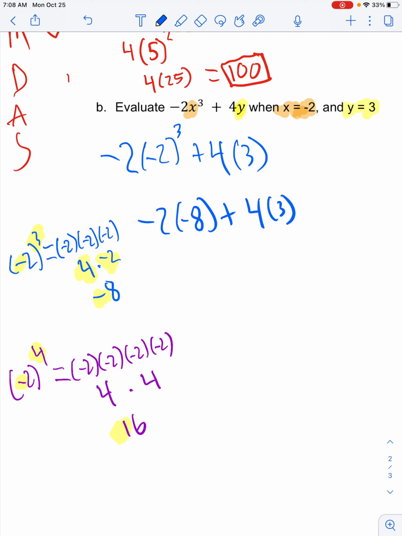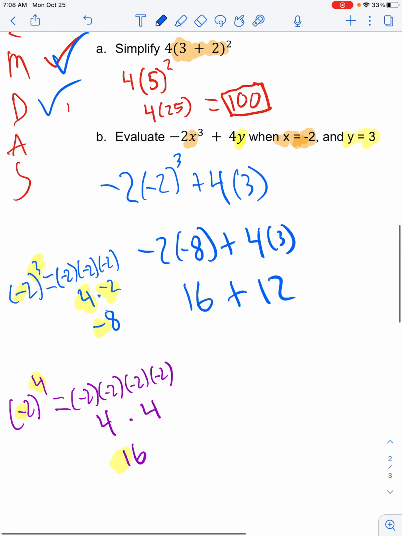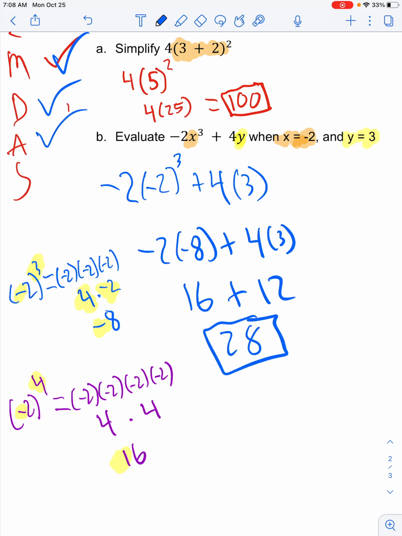Okay, negative 2 times negative 8, negative times negative is a positive, which gives 16, and 4 times 3 is 12. So exponents are done, multiplication is done, I don't have any division. I do have some addition to do. 16 plus 12 gives me 28.